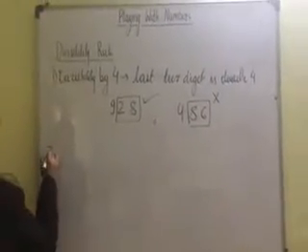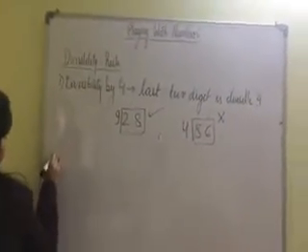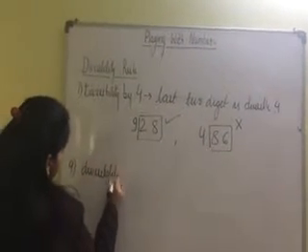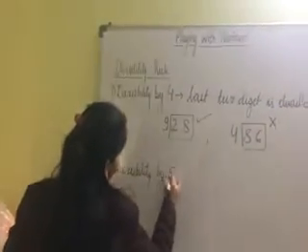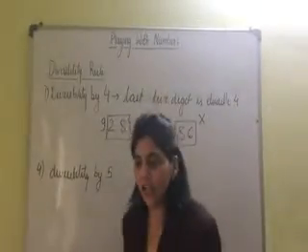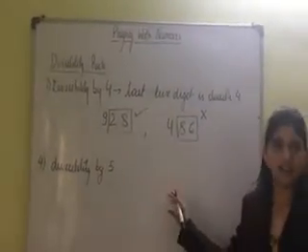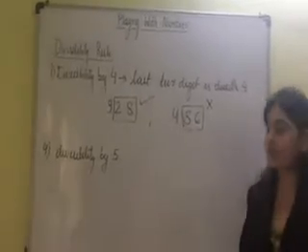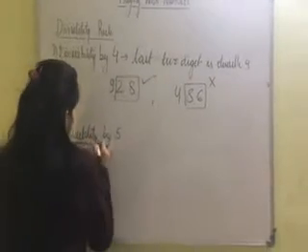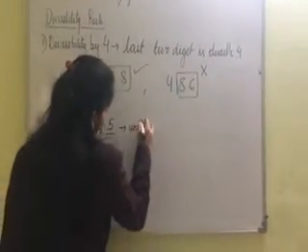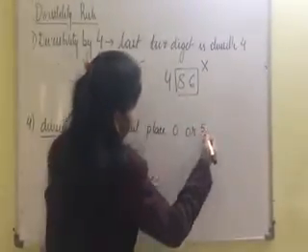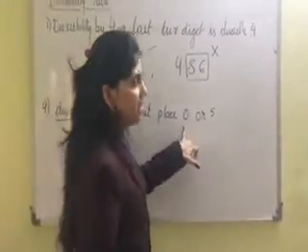Next is divisibility by 5. In this condition, our number is divisible by 5 if the last digit is 0 or 5. That means the unit place will be either 0 or 5.